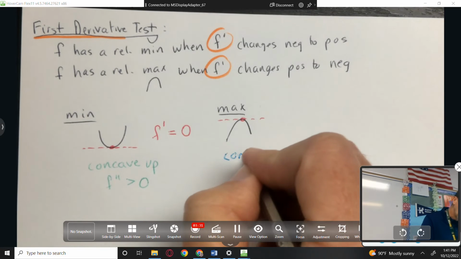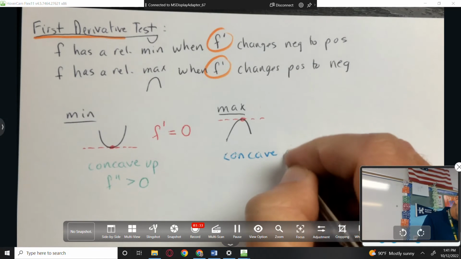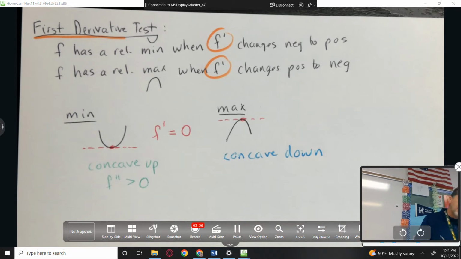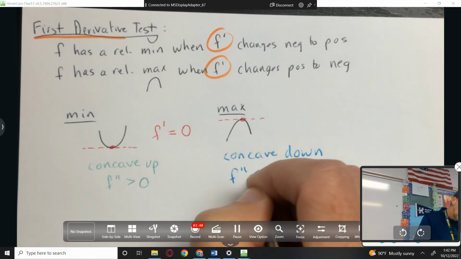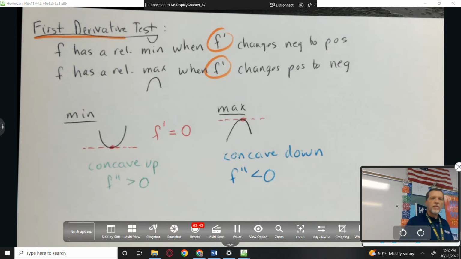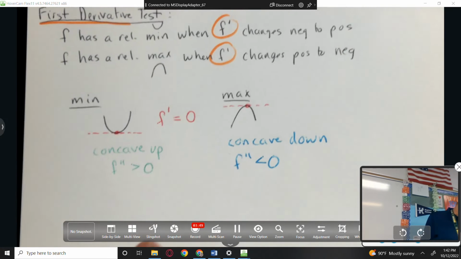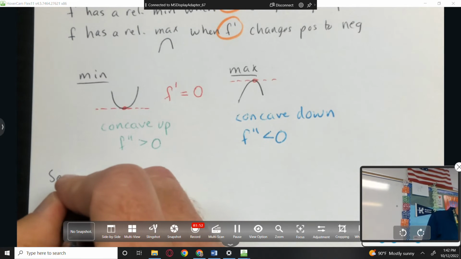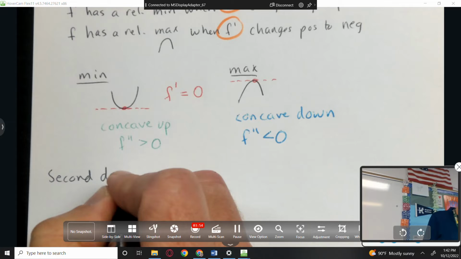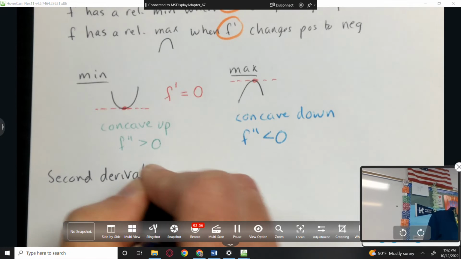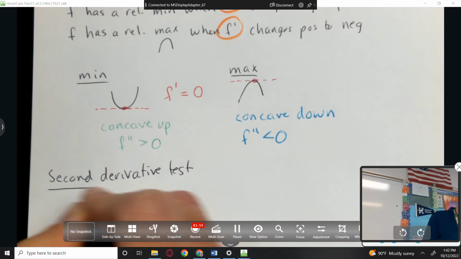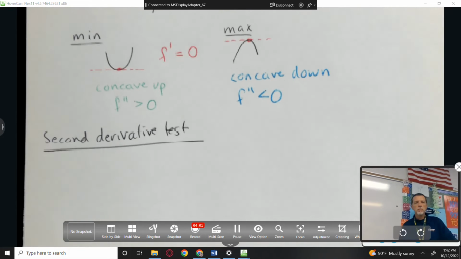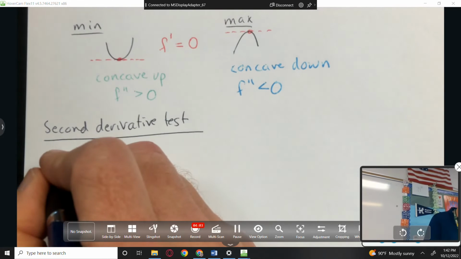At a maximum, it's concave down like a frown. So that means the second derivative is negative. We're going to put those together, and we can write a second derivative test, basically based on those pictures.